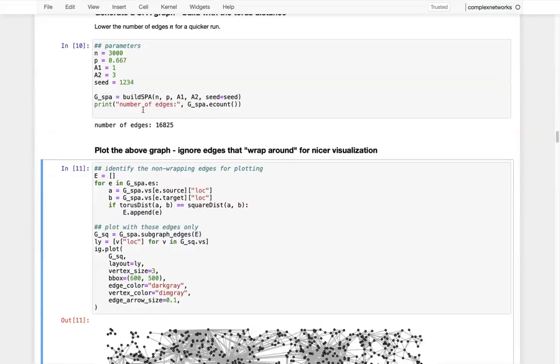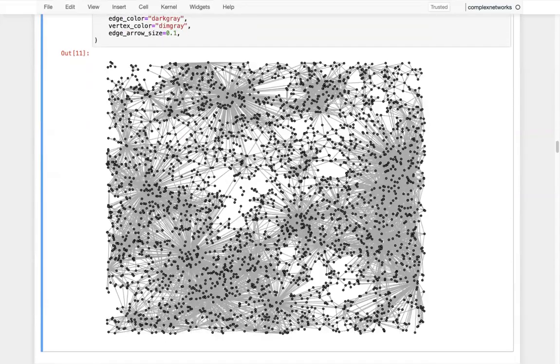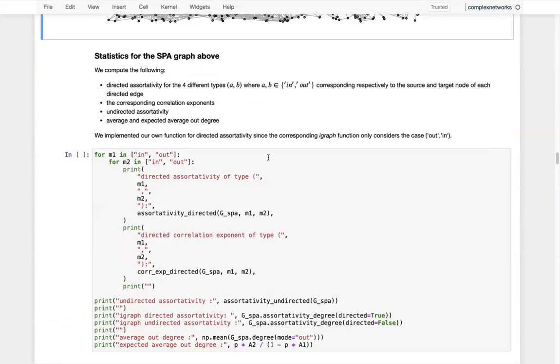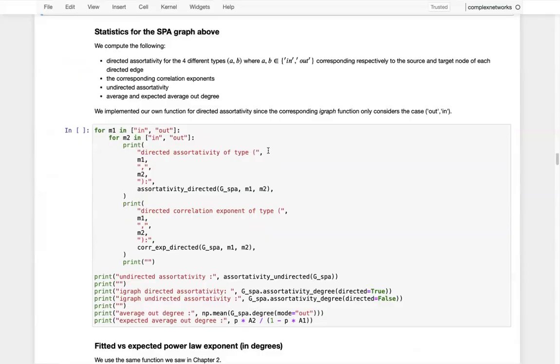Okay, so we've generated a graph with 3,000 nodes and 16,825 edges. This is what it looks like. So it kind of looks like the random geometric graph we saw earlier. But remember, we now have a directed graph, and we're going to have a power law distribution for the in-degree.